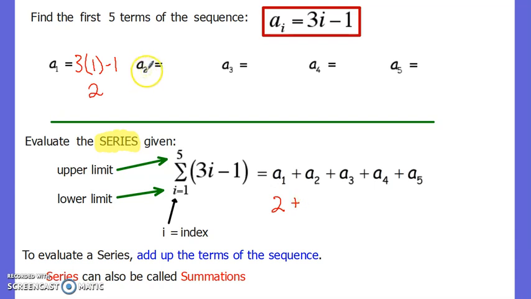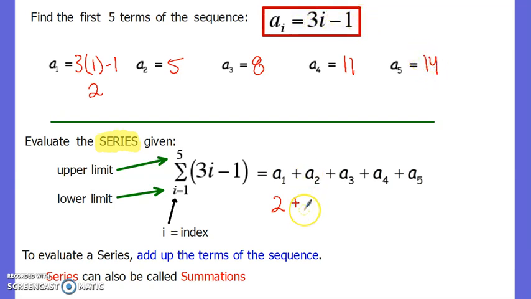A sub 2, again, we're going to take that 2 and plug it in. So 3 times 2 is 6, minus 1 would be 5. And do the same thing for a sub 3, 4, and 5. So plug in 3: 3 times 3 is 9, minus 1 is 8. 4 times 3 is 12, minus 1 is 11. And 5 times 3 would be 15, again minus 1 would be 14.